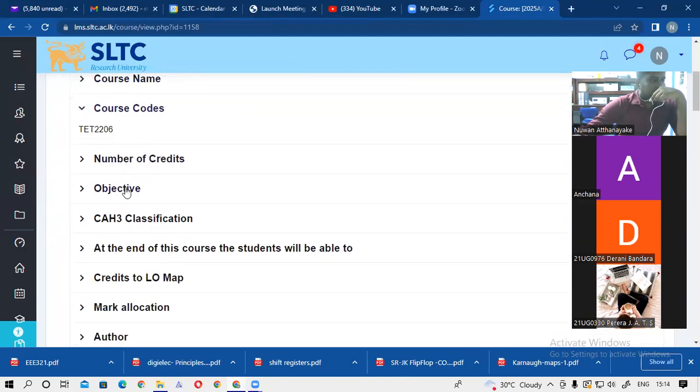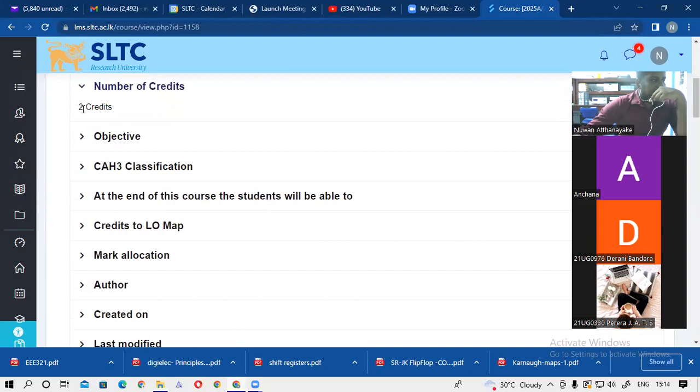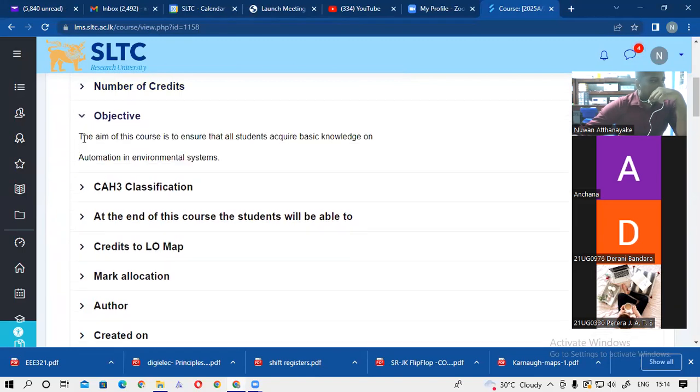The course name is there. This is the course code, and this is a two credit subject. I think you already know that. This is the objective of this course, the aim of this course. In this course, we hope to acquire the basic knowledge on automation.